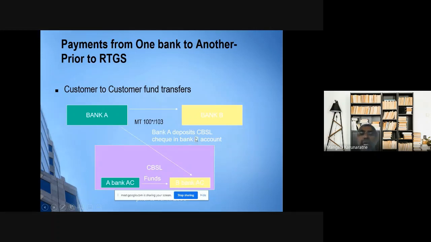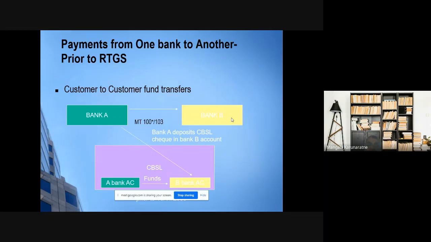So bank A deposits a check again to bank B's account. So the fund transfer will happen, like the earlier case. Only difference is the details of this fund transfer. Now bank A has to provide details to bank B. What are the details? The credit ordering customer details, that is who is sending money, and the recipient details, the beneficiary customer details, are also there.